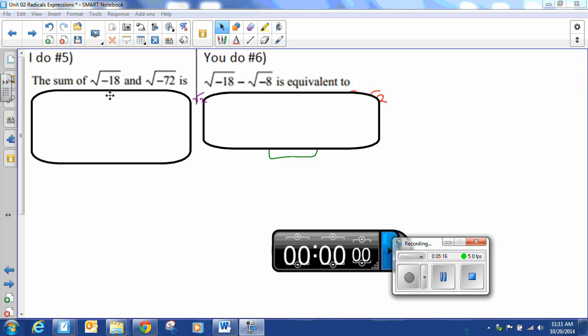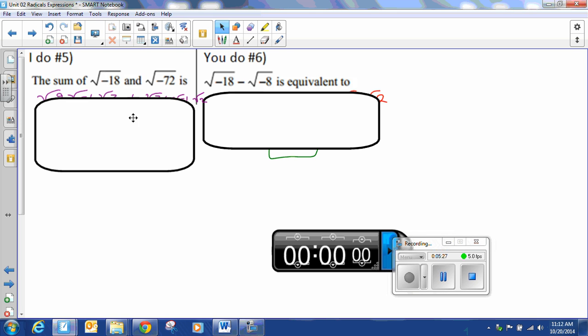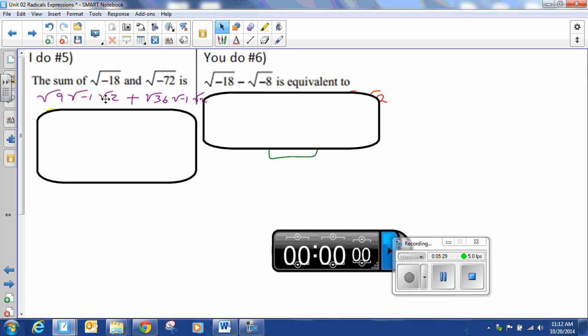We have radical negative 18 added to radical negative 72. Basically, we're going to combine like radicals after we simplify. So as you can see, radical negative 18 is radical 9, radical negative 1, and radical 2, because we know 2 times 9 is 18.